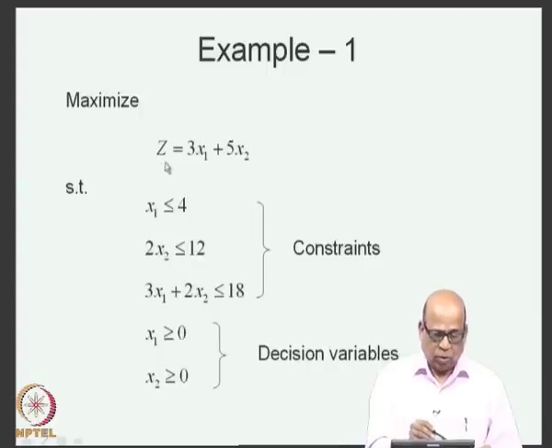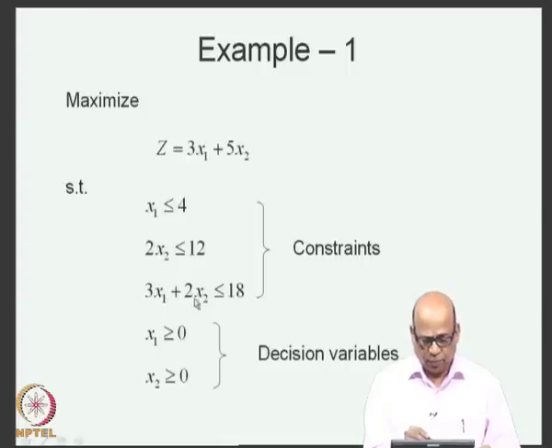Observe that the objective function is a linear function of the decision variables. The decision variables are x 1 and x 2. All the constraints are linear functions of the decision variables x 1 and x 2. So, all of these are linear functions. Additionally, we have the non-negativity of the decision variables: x 1 greater than or equal to 0, x 2 greater than or equal to 0.